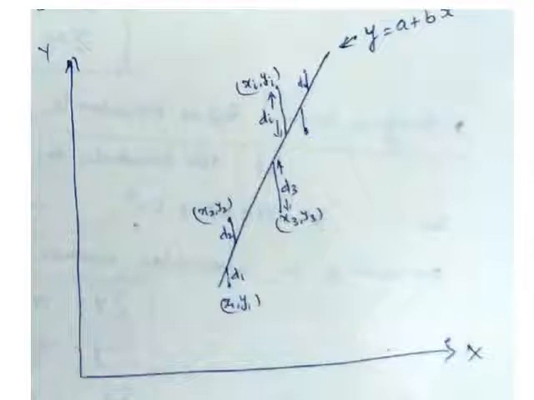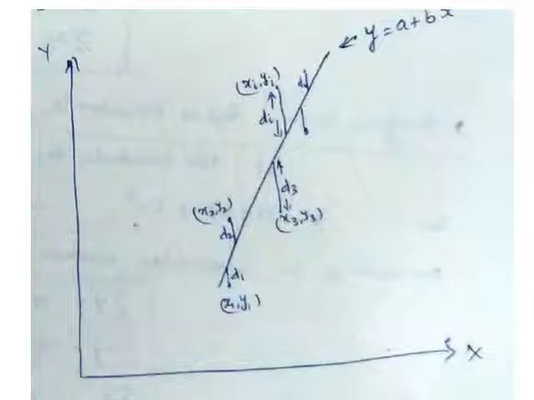x1 y1 is your obtained point, and since we need to approximate that point by the line y equals a plus bx, we measure the difference between the original value y1 and the approximated value y1 dash by d1. Here d1 is the difference between the values of y. Similarly, for the second point x2 y2, we measure the difference between original and approximated by d2. Similarly, for the third point we call it d3, and for the ith point, we call the difference di.